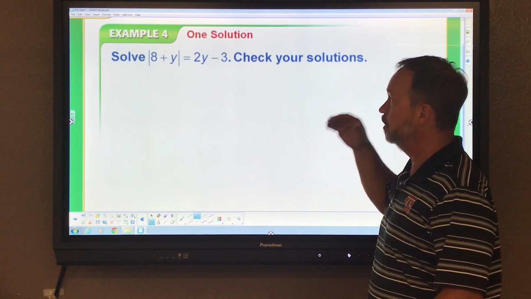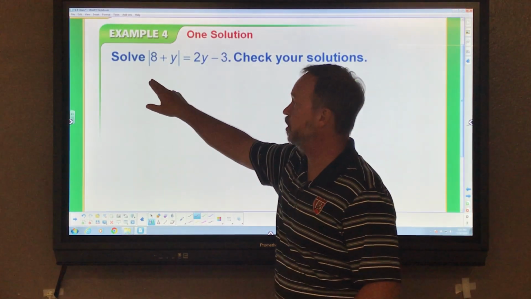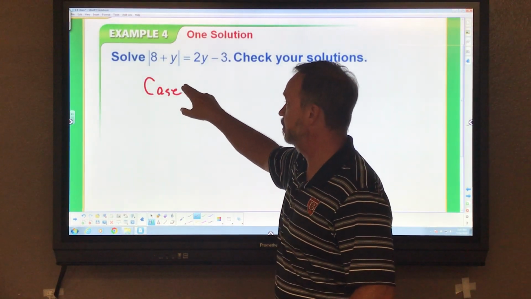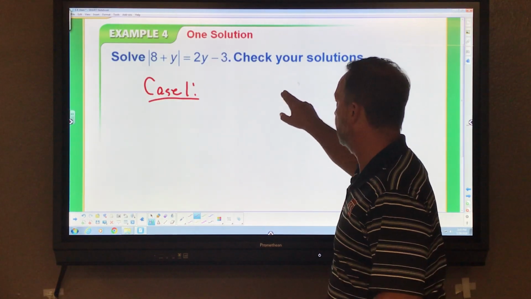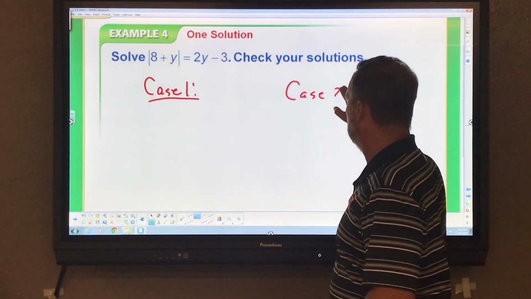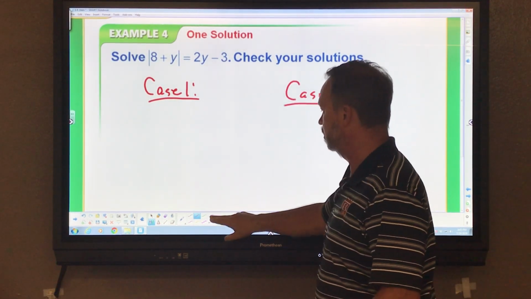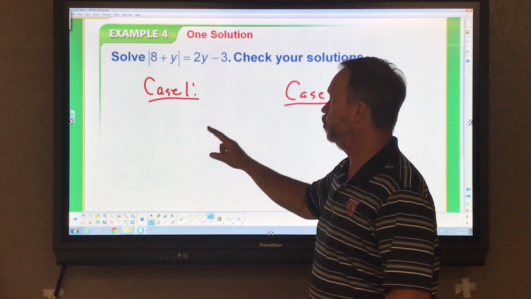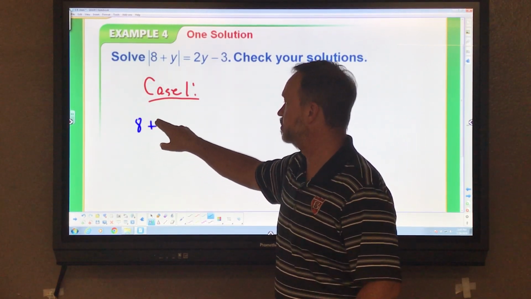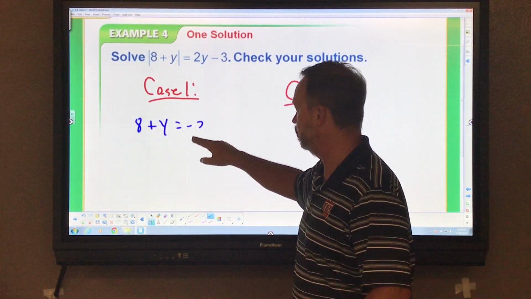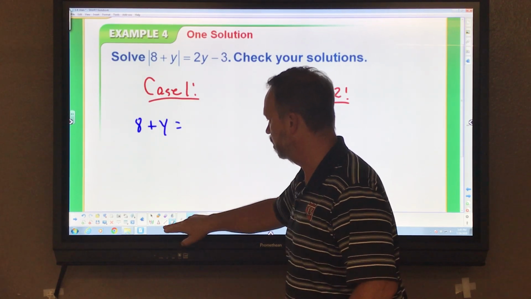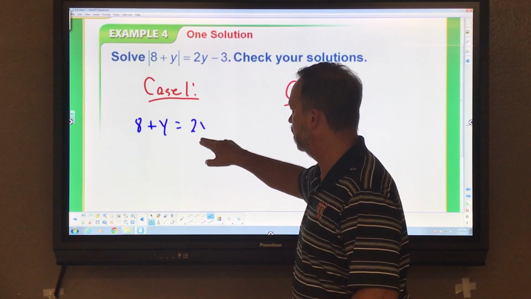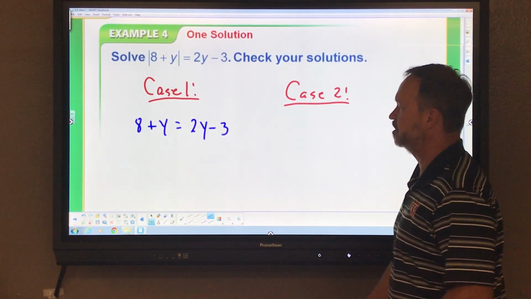And so here, we already have it isolated. So what I'm going to do is case 1, case 2. I'm going to follow my own pattern. Case 1 is copy without the absolute value. Copy without the absolute value.